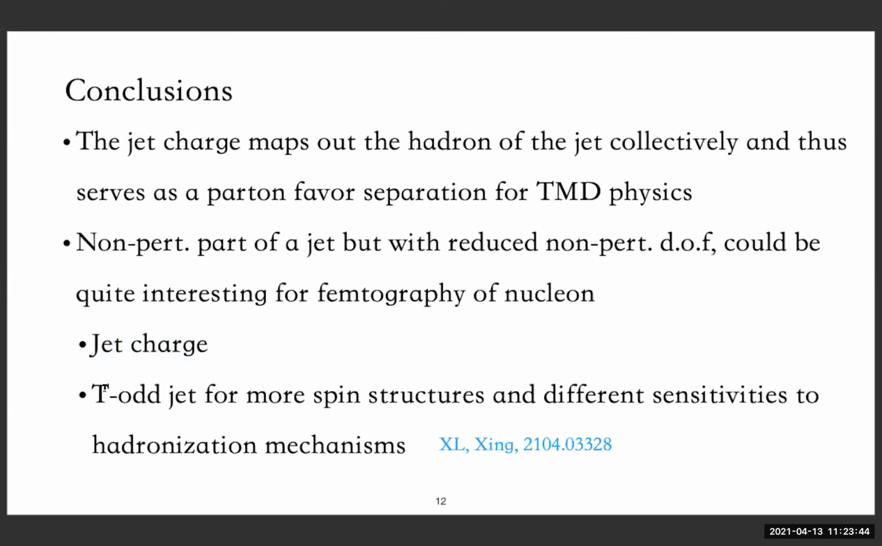Another example is the so-called time-reversal odd parts of the jets. This T-odd jet allows us to probe more spin structures, which we don't expect from normal unpolarized jets. And also it serves as a way to be sensitive to different hadronization mechanisms by using different jet algorithms. So I think that's all I want to say.